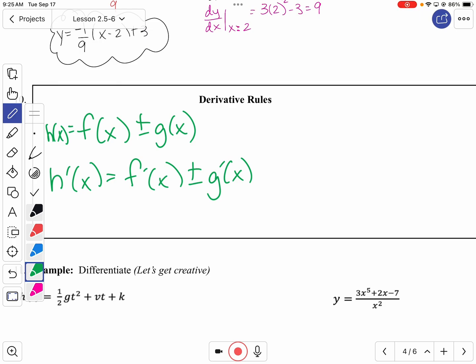So sometimes we have to get creative to get our function into a form where we can use the power rule. Let me show you a couple, because we're going to eventually learn rules for multiplication and for division and all that good stuff.